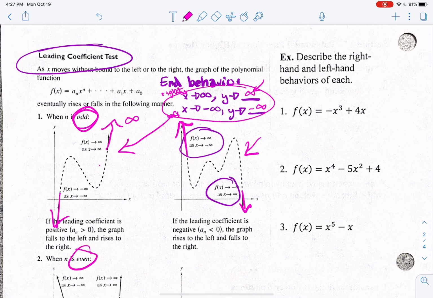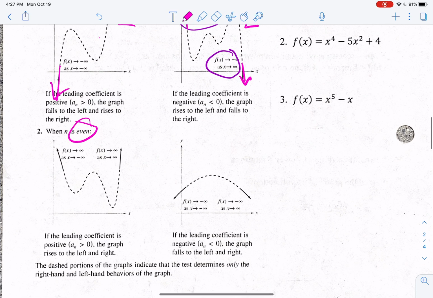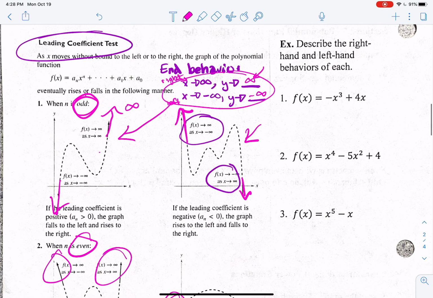When it's an even function, like x squared, x to the fourth, x to the sixth power, he's going to go the same direction. So in this case, they're both positive infinities here. In this case, they're both negative infinities here, okay? So we want to do that for these first three functions.